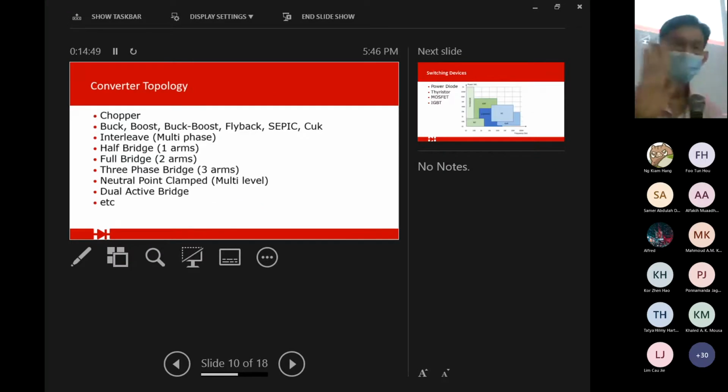Now we look at the converter topologies. There are many different topologies, and I just list a few. Each topology has its own name. It can be called chopper, buck, boost, flyback, interleaved, half bridge, full bridge, three-phase bridge, neutral point clamp, dual active bridge, and so forth. These are what we call the topologies.